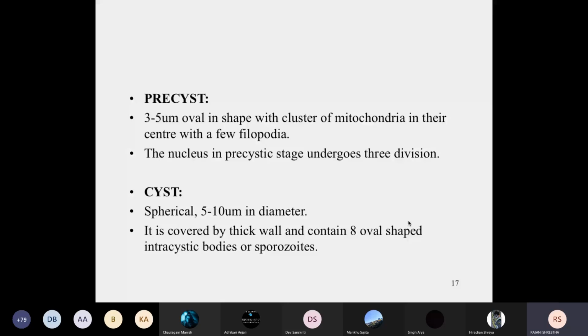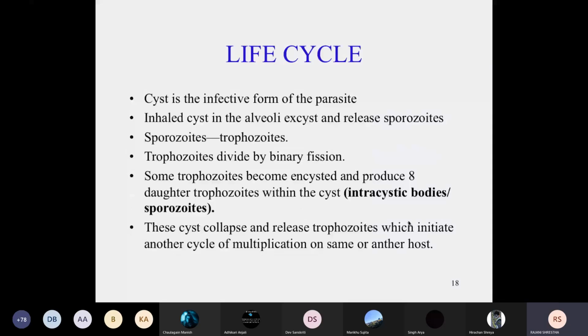It also contains the cyst, which is spherical in shape, 5 to 10 micrometers in diameter, and covered by a thick wall. It contains 8 oval-shaped intracystic bodies or sporozoites. So coming to the life cycle of this parasite, okay. So this is the cyst.